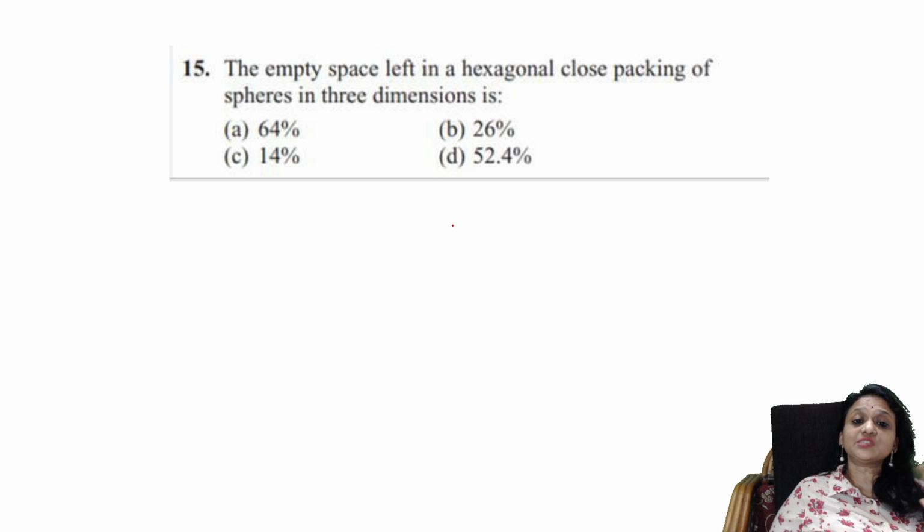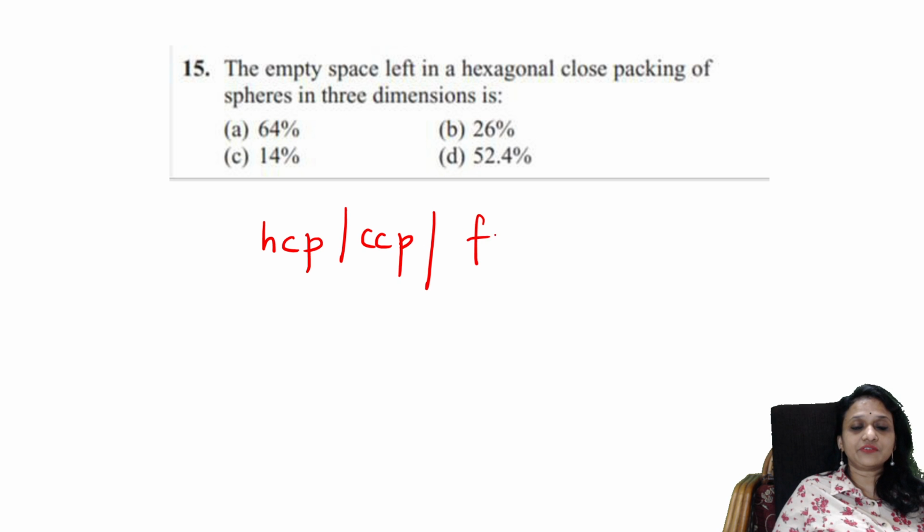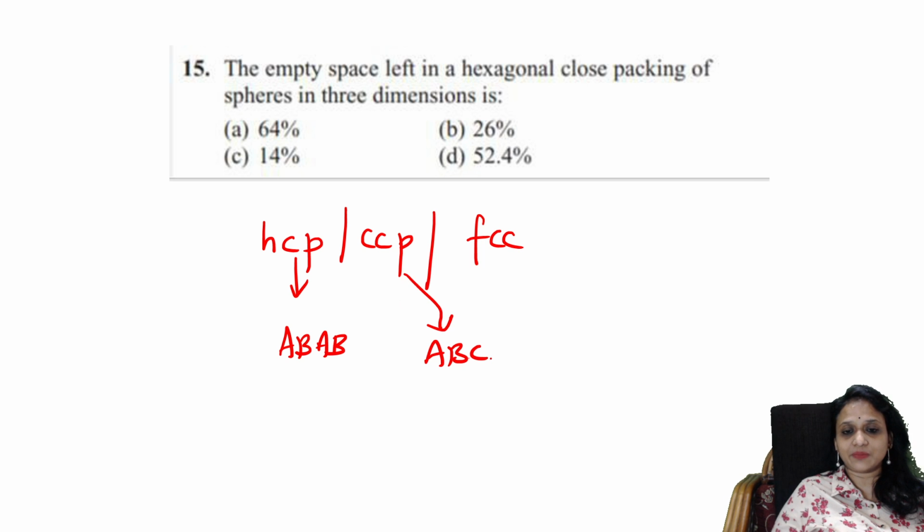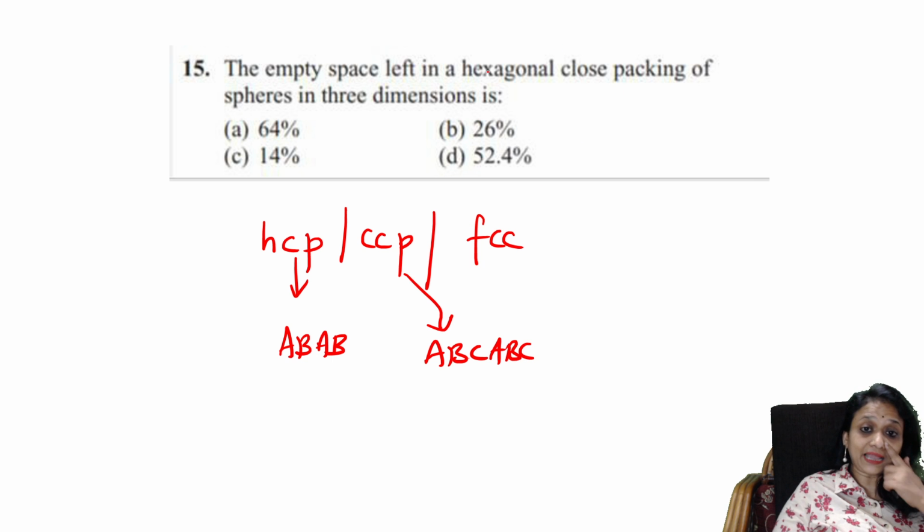Fine. The empty space left in the hexagonal close packing of spheres in 3 dimensions. Fine, fine, students. So basically, HCP packing. Always remember HCP packing, CCP packing, FCC packing, don't get confused. FCC and CCP are the same. Means packing type is different. If I take HCP, here you have AB packing. If I take CCP, you have ABC packing. But the packing fraction is all the same.